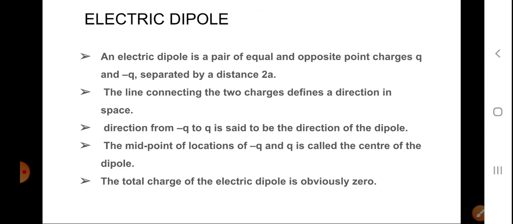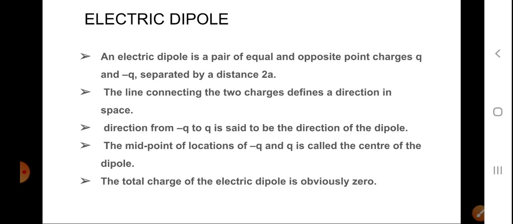Then the electric field due to a dipole varies with the distance, as you know very well. It varies almost inversely with r square, which is the dependence on r of the field due to a single charge q. These qualitative ideas are borne out by the explicit calculations. We have to do the calculation.